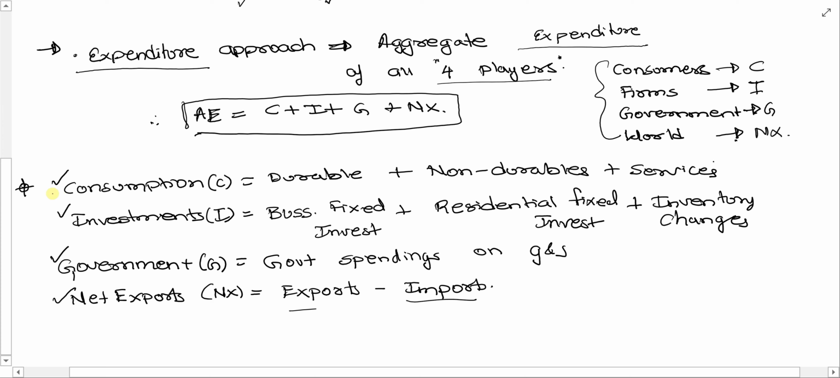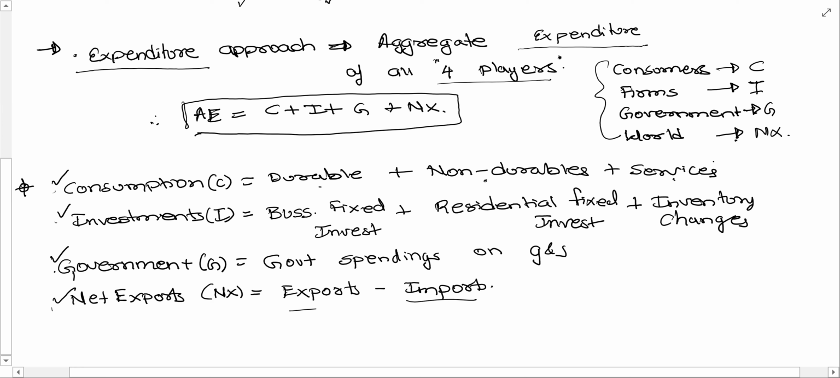Of course, C can be seen, as far as the US is concerned, and there are several other countries which have a similar classification, as spending done on durable goods, something that endures time, cars; non-durable goods, something that does not endure time, eggs, for example; and services, something that you experience, internet.